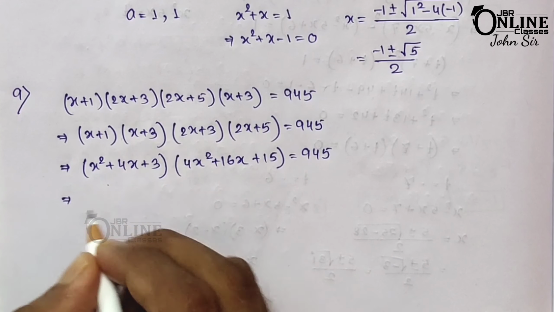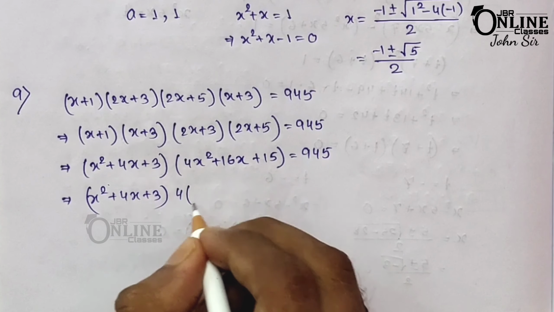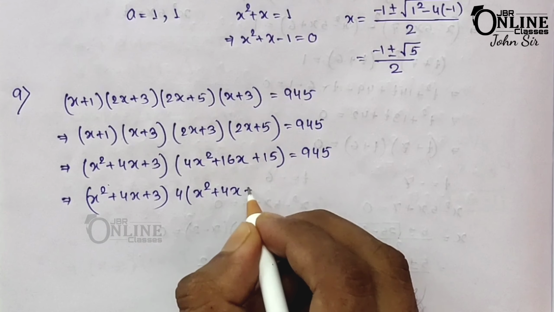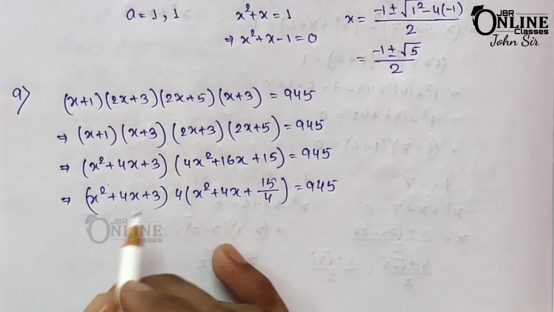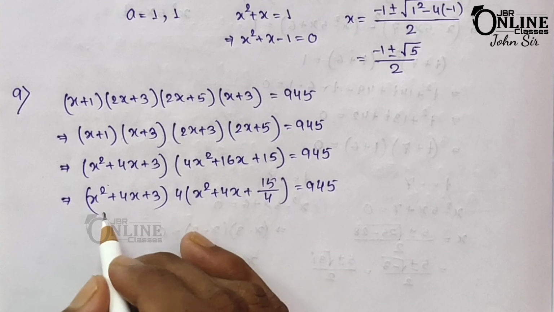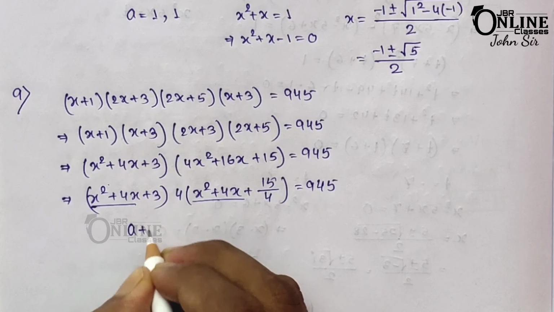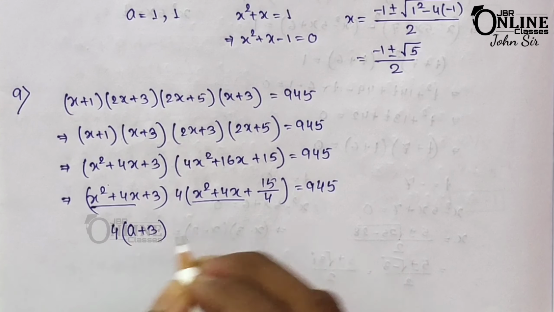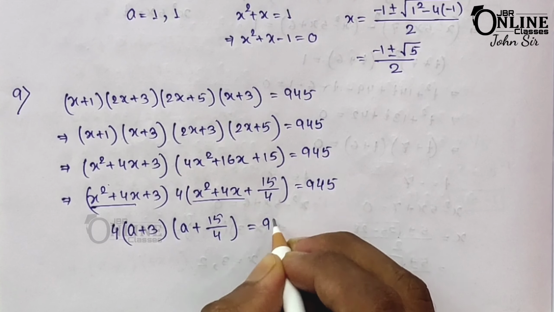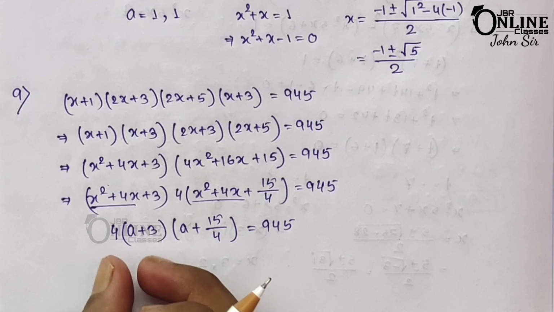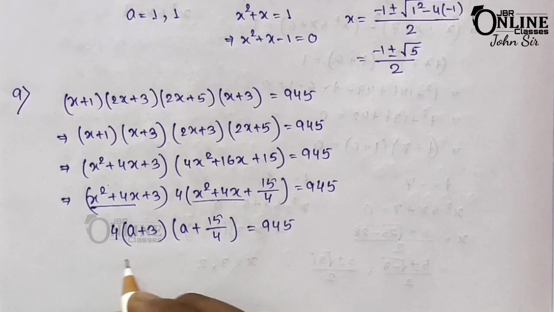Okay, I hope it's clear. Now here x square plus 4x plus 3, and here if you take 4 common, then you will get x square plus 4x plus 15 by 4 that equal to 945. So here x square plus 4x is the common term. So if you let this one a, you will get a plus 3, and here 4 will be there, and a plus 15 by 4 that equal to 945. Okay, so a plus 3 and a plus 15 by 4 that equal to 945.